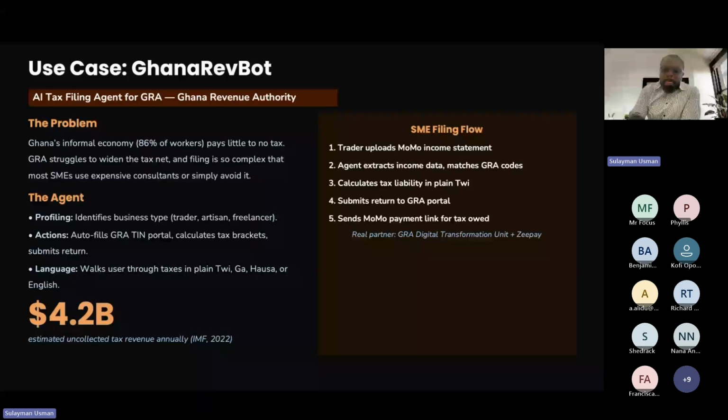And so we can access this, even if it's just small here and there. It is estimated that Ghana loses about $4.2 billion in uncollected revenue. Just imagine, even if you are able to collect just 25 to 30% of this amount, just see how it's going to help the economy to be more stable, and also fund government projects.